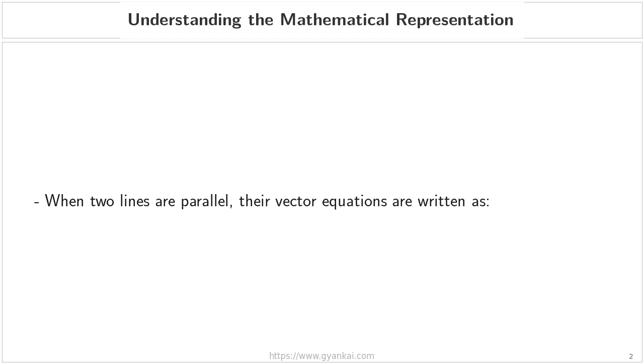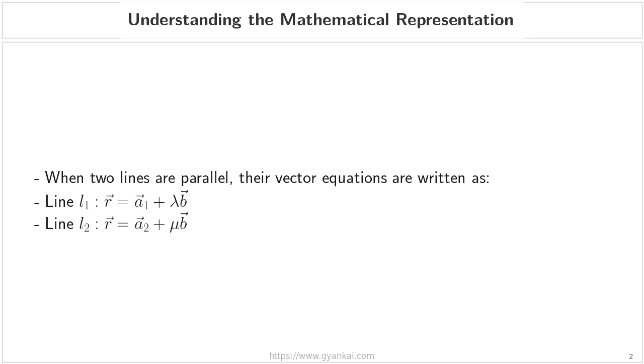Understanding the mathematical representation. Now that we have established what parallel lines are in 3-dimensional space, let's look at how we actually represent them mathematically using vectors. When we are dealing with two parallel lines, their vector equations follow a very specific structure. For the first line, which we'll call L1, the equation is written as r equals a1 plus lambda times b. For the second line, L2, the equation is r equals a2 plus mu times b.